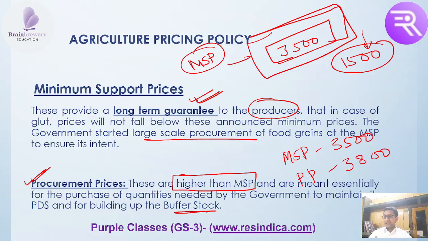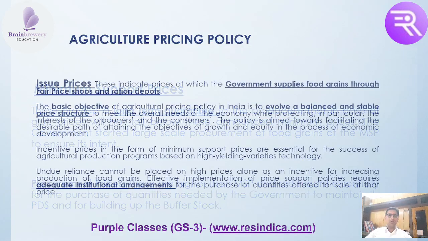So the farmer will say that I will be selling at the procurement price. If the prices are low, then only MSP comes into play. But if the prices are high, then the farmer will sell at the procurement price only, right? So MSP is only to limit the loss of a farmer, or rather to provide a good profit to the farmer so that at these prices the farmer does not have any kind of loss. So if there is a price glut, then only the MSP comes into play.